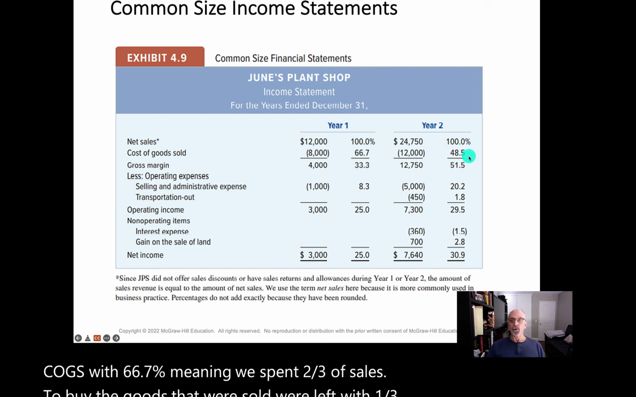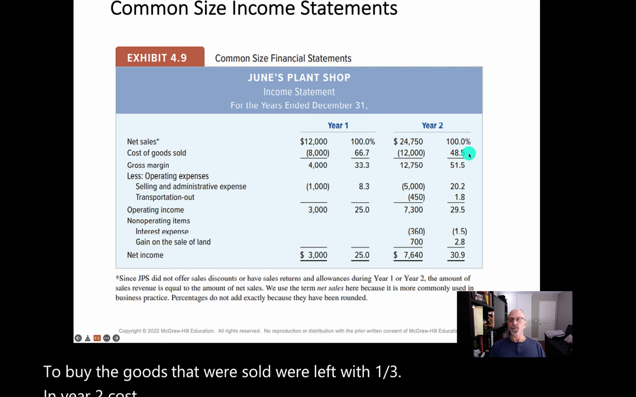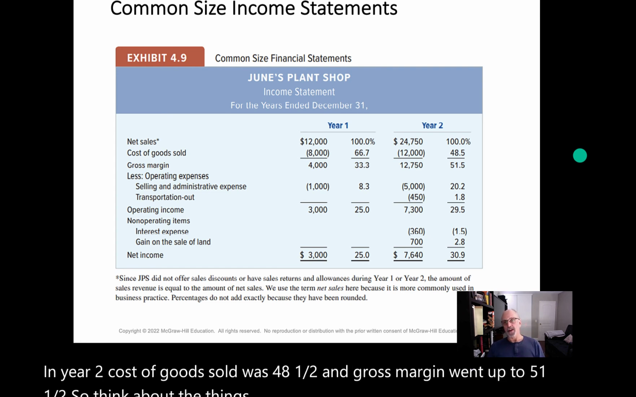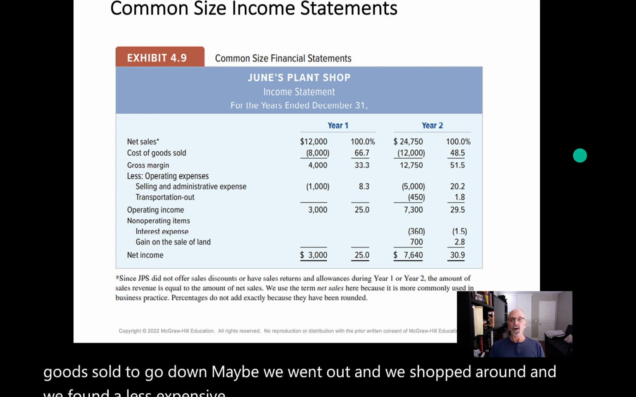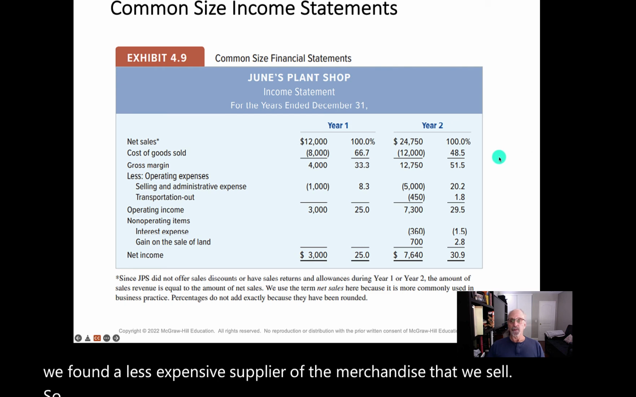Now, in year 2, cost of goods sold was 48.5%. And gross margin went up to 51.5%. So think about the things that could cause that. What could cause cost of goods sold to go down? Well, maybe we went out and we shopped around and we found a less expensive supplier of the merchandise that we sell. So if our COGS goes down, that causes our gross margin to go up.